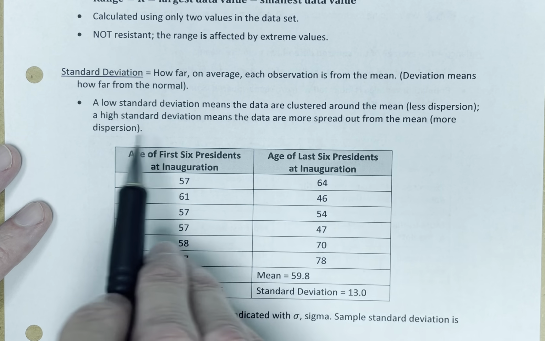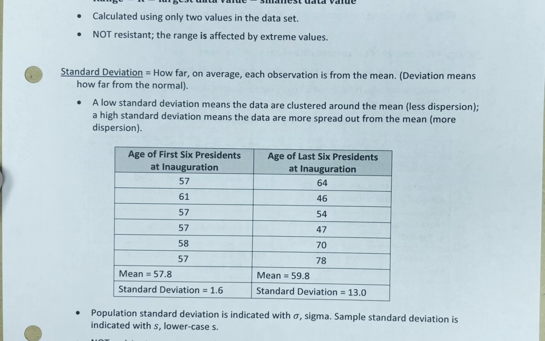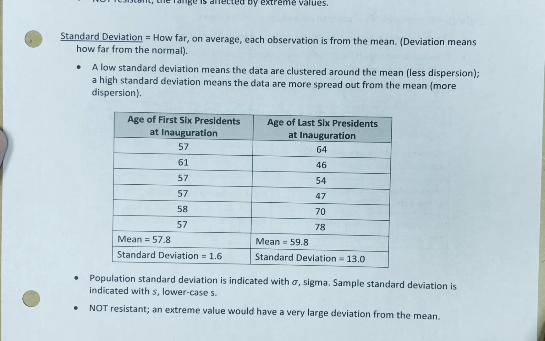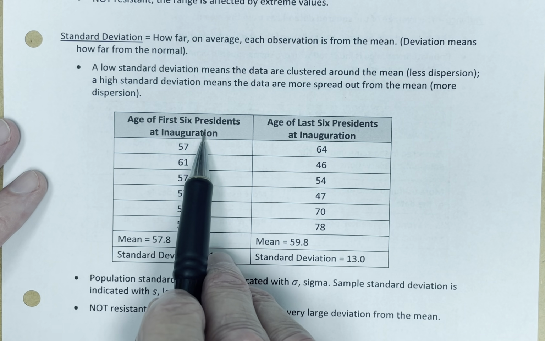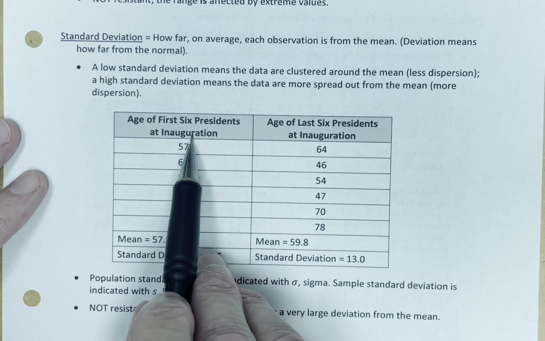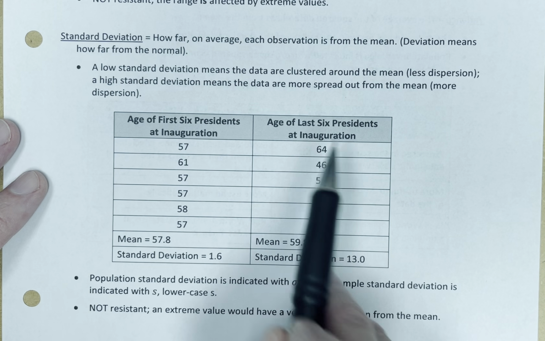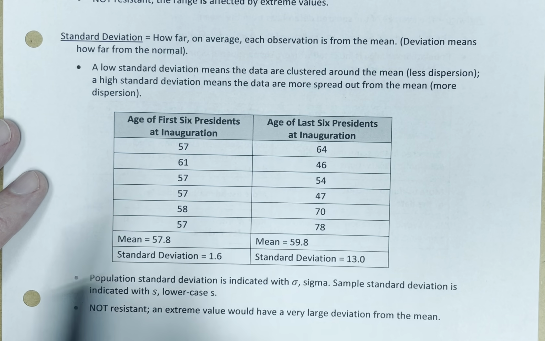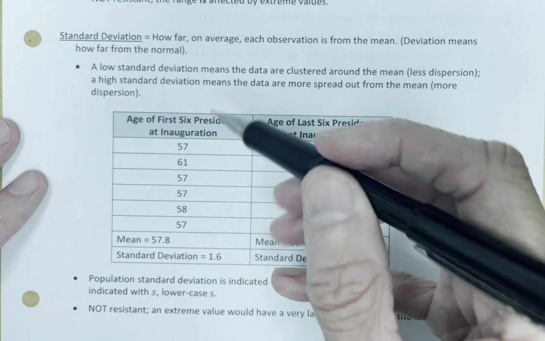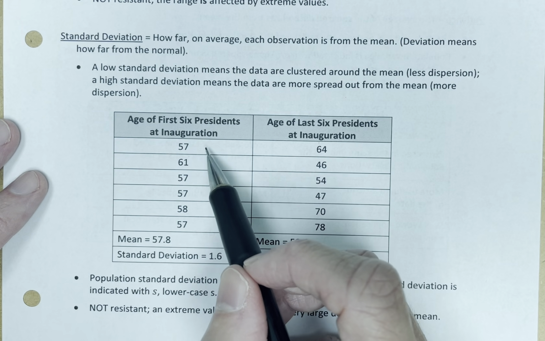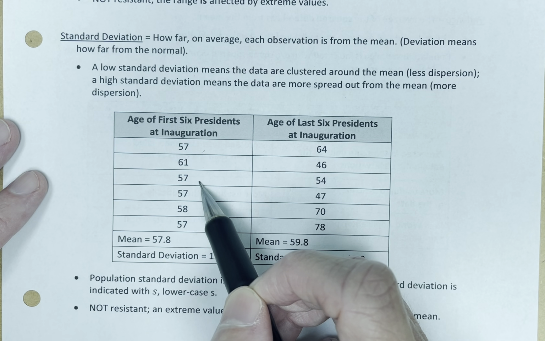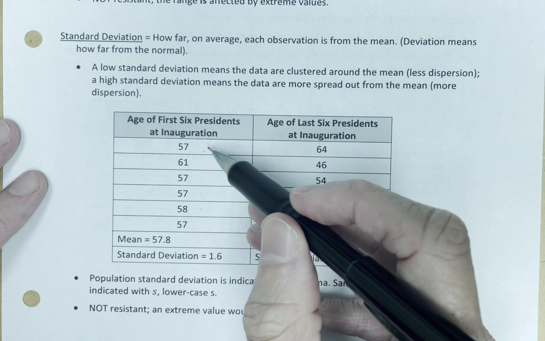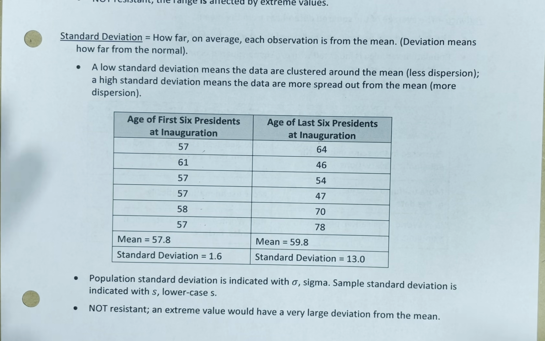You have more dispersion. And here's a great example that I picked up from, I don't think it's in our textbook, but from another textbook. Let's take a look at the age of the first 6 presidents when they were inaugurated versus the age of the last 6 presidents when they were inaugurated. And you'll see the first 6 presidents, and I can't name them. Let's see, Washington, I think it's Adams, then Jefferson. Oh my goodness, I'm terrible. But anyways, those are the first 6 presidents.